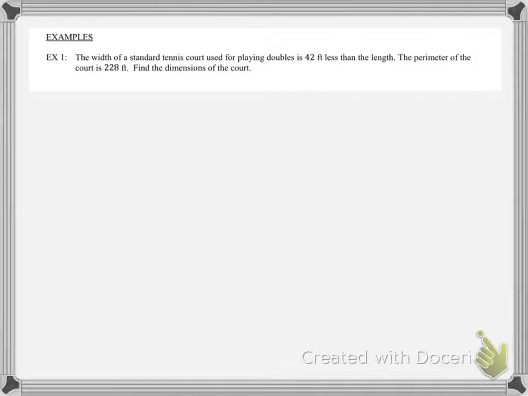Okay. So the width of a standard tennis court used for playing doubles is 42 feet less than the length. The perimeter of the court is 228 feet. Find the dimensions of the court. So let's start with what dimensions mean. What does it mean when I say what are the dimensions of a rectangle? Yeah, dimensions are length and width, right?